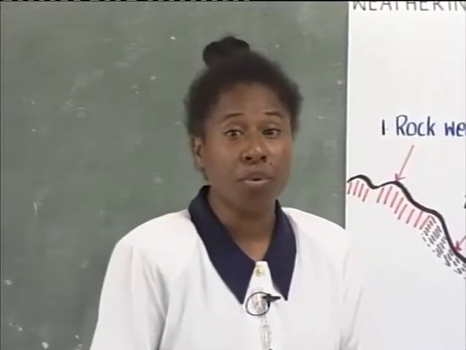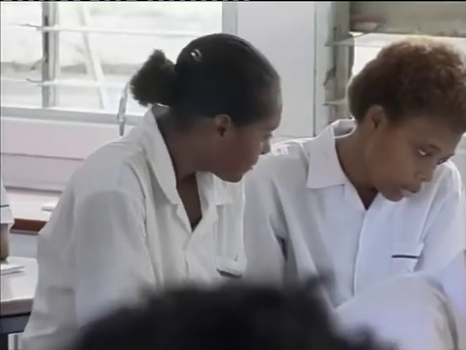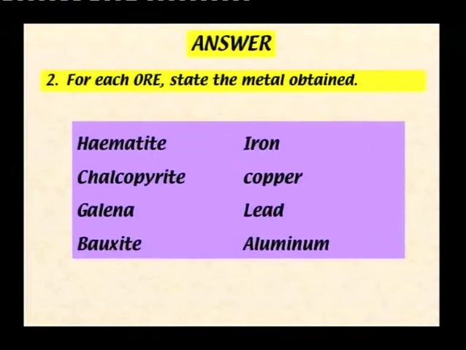The metal obtained from bauxite is aluminum. Okay, aluminum, we're happy with aluminum. Okay, and that's also correct, good. And finally, from hematite? The metal obtained from hematite is iron. Iron is correct. Okay, we'll check again on the answers given. We have hematite, iron, chalcopyrite, copper, galena, lead, and bauxite, aluminum. You check, make your corrections. We all happy with the answers then given? Okay, good. We move on.